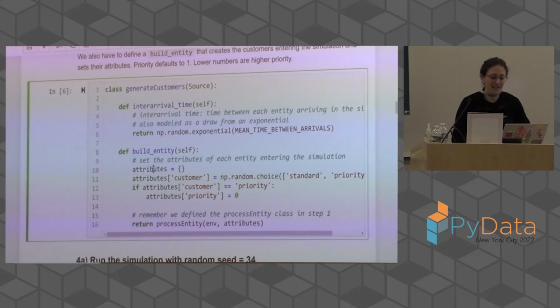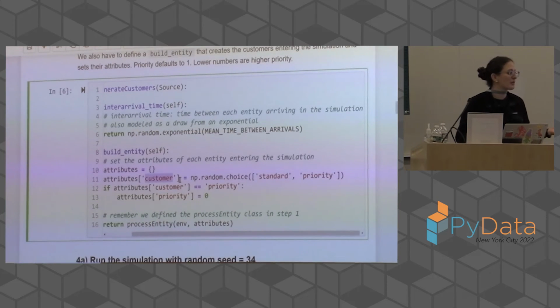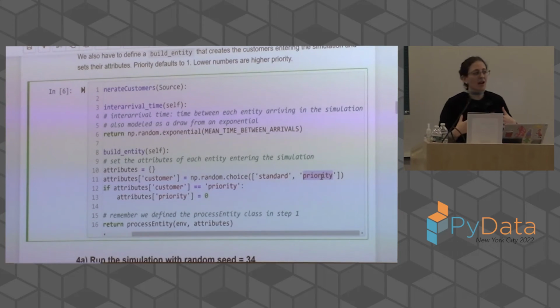Remember that an entity has attributes, and so here we make attributes a dictionary, and maybe one type of attribute is going to be the customer type. Within our customers we're going to have a standard customer and a priority customer. Just depending on how much I personally like that person, it will be assigned. No, it's from a random choice from NumPy, standard or priority.